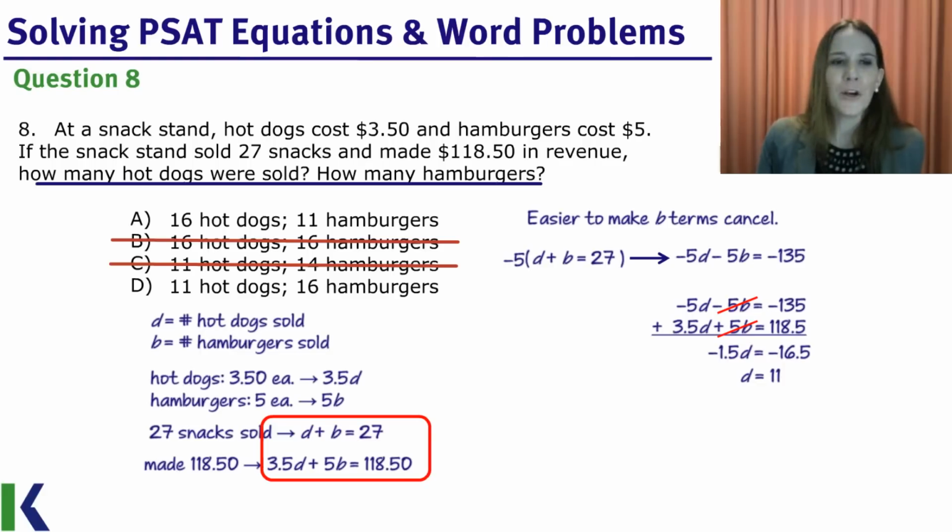Bada bing, bada boom, we're done, because we've already eliminated answer choice C because it doesn't work, and we are left with answer choice D.